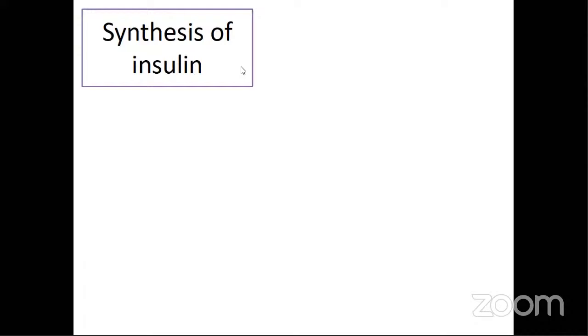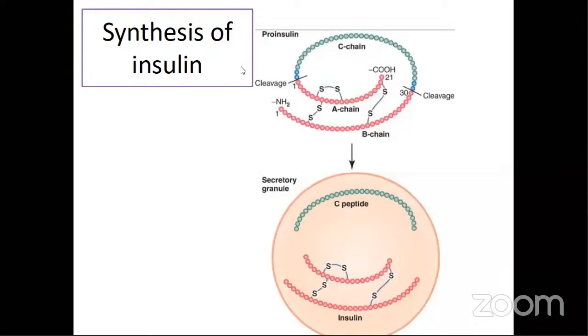Aditya. Yes, ma'am. Okay, so what type of hormone is insulin? Polypeptide hormone. It is a polypeptide hormone. So can you tell me how it is synthesized? I have told you how polypeptide hormones are synthesized in the body in the general endocrinology class. So can you tell me how insulin is synthesized in our body?